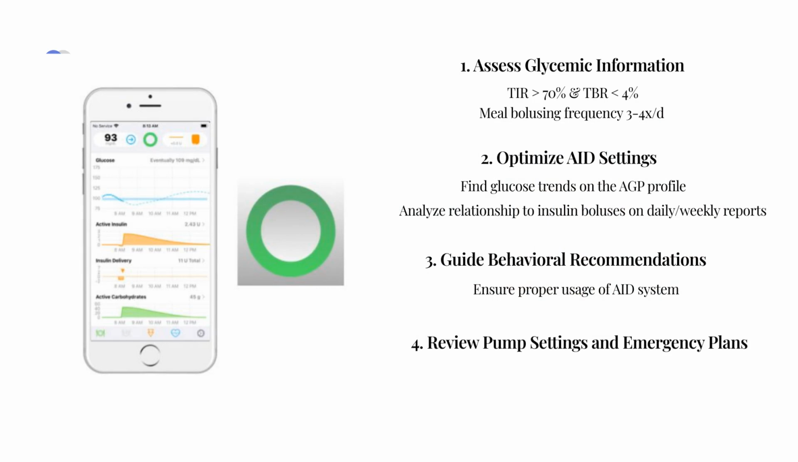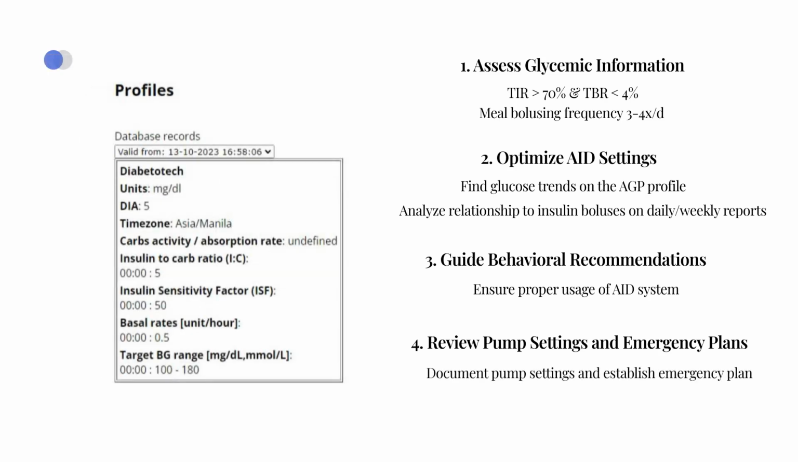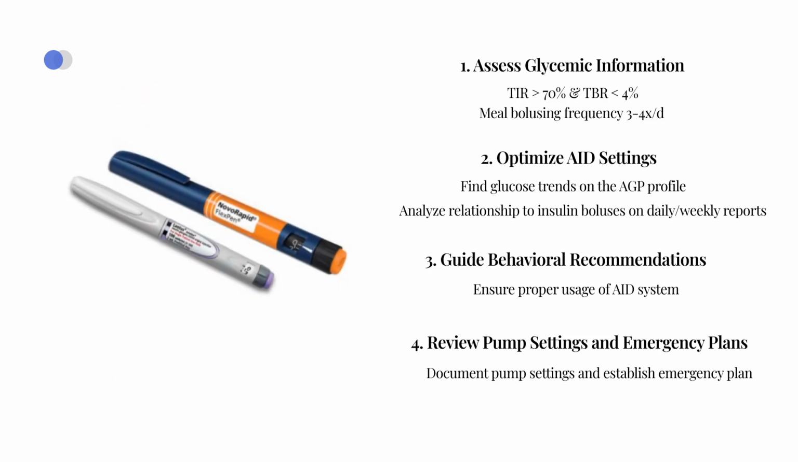4. Review pump settings and emergency plans. Document all pump settings, including at least basal insulin rate, carbohydrate ratio, insulin sensitivity, correction range, pre-meal range, and glucose safety limit. Also consider checking the algorithm's type, pre-meal range, glucose safety limit, and maximum delivery settings. Establish an emergency plan, including the availability of insulin pens for short and long-acting insulin in case of a pump malfunction or other emergencies.